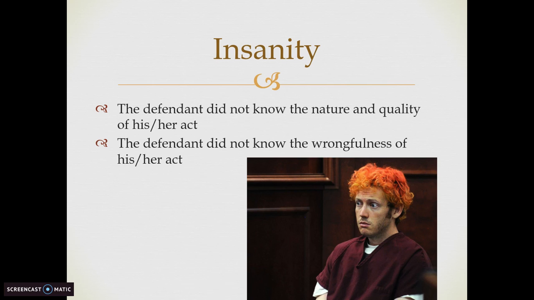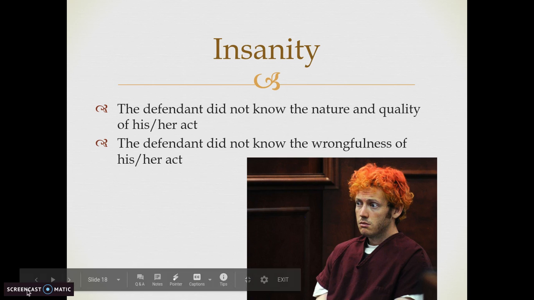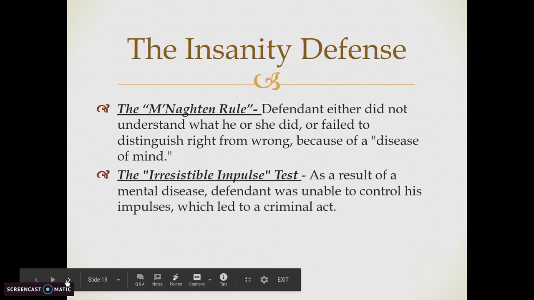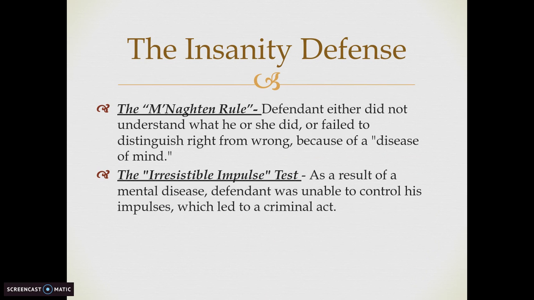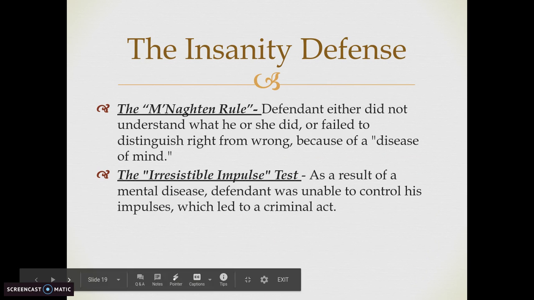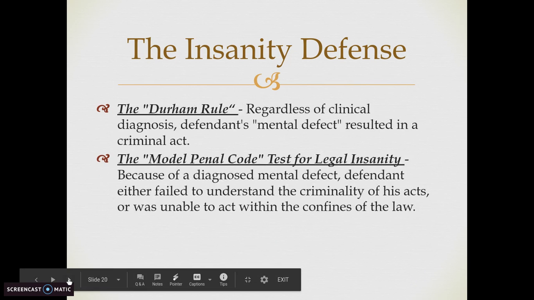Now, the insanity plea or the insanity defense doesn't always get you off from crimes. You may still be held liable. Your punishment may just be a little bit different. Okay. I have here a couple different things, just extra stuff about the insanity defense that you guys can read. Different rules, different tests that I would use in helping determine what is insane versus what is not. Okay.